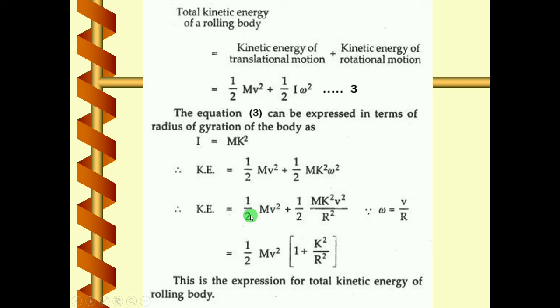Next you can take half mv square common in the first term, only 1 is left, plus k square upon r square. So this is the expression for the total kinetic energy of a rolling body, but we are writing this expression in terms of linear velocity.